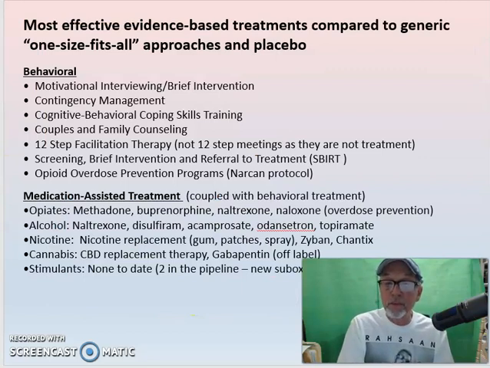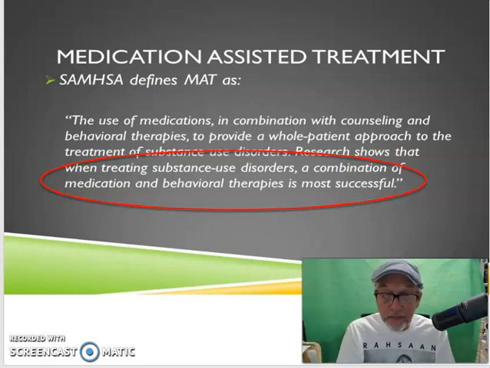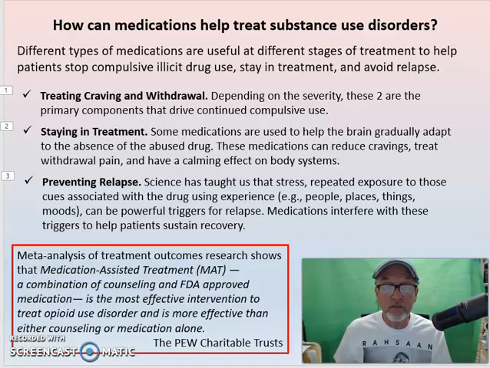And the most evidence-based treatments compared to generic one-size-fits-all approaches or placebo are these: MI, contingency management, which is incentives, cognitive behavioral therapy, couples and family therapy, 12-step facilitation, not 12-step meetings, that's not treatment, but 12-step facilitation, and then medication-assisted treatment. It's medication-assisted treatment with behavioral therapies that is the most successful treatment we can offer these people. How do meds help treat substance use? Well, they reduce craving and withdrawal. They help clients stay in treatment, and they prevent relapse.